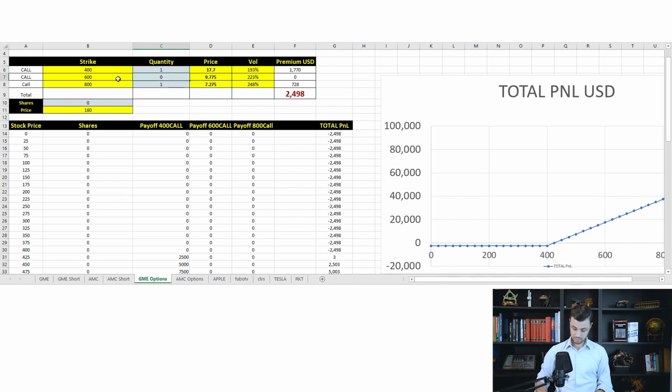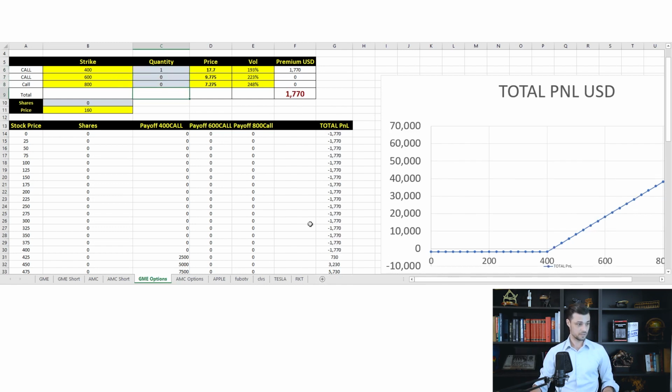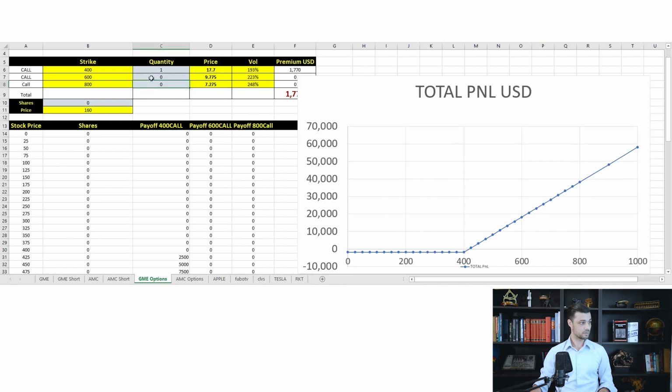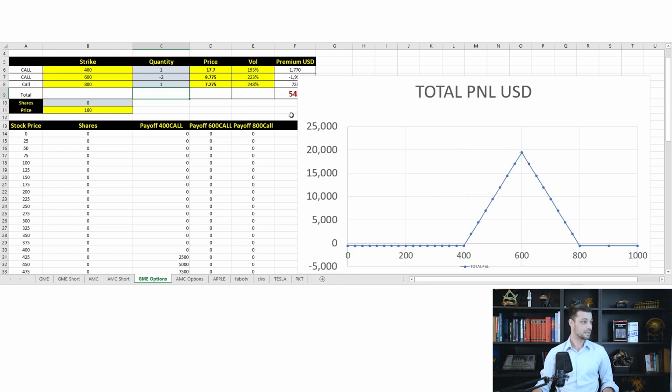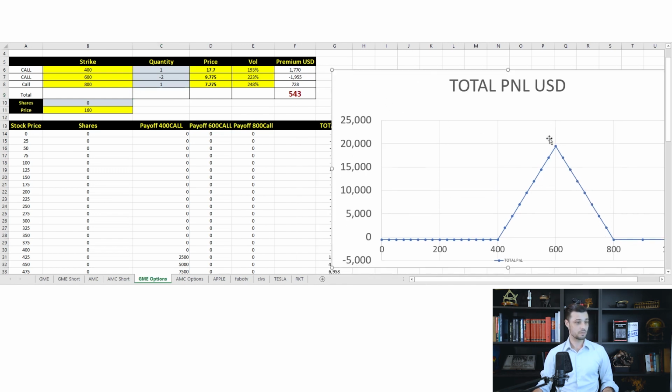So you buy one. So when you buy one, your payoff is like this. Then you sell 2. So then your payoff is like this. You buy one here. Then from here, you're losing if we go above 600, and you don't want to lose above 800, so you cap your performance, and here you buy one as well. And now you can see, guys, that you can make up to 20,000 US dollars for only 500 USD, and you're making this money at 600.